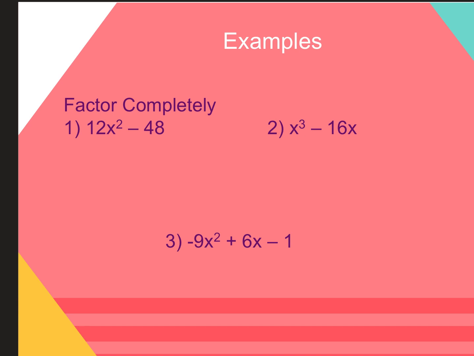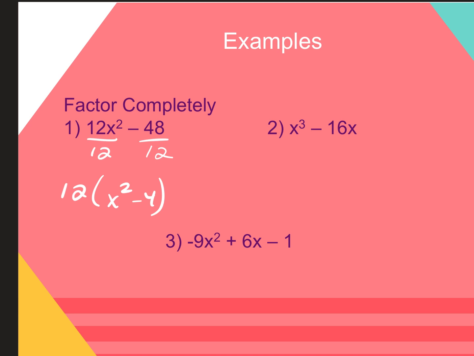In number one, what is the greatest common factor between 12x squared and negative 48? 12. Okay, if I divide out 12, again, we made this mistake on our test and some of you on your quizzes. When you factor out, you bring it out in front, but it does not go anywhere. You're just moving it to the front. So 12 divided by 12 is going to give me x squared. And then what's negative 48 divided by 12? Negative 4.